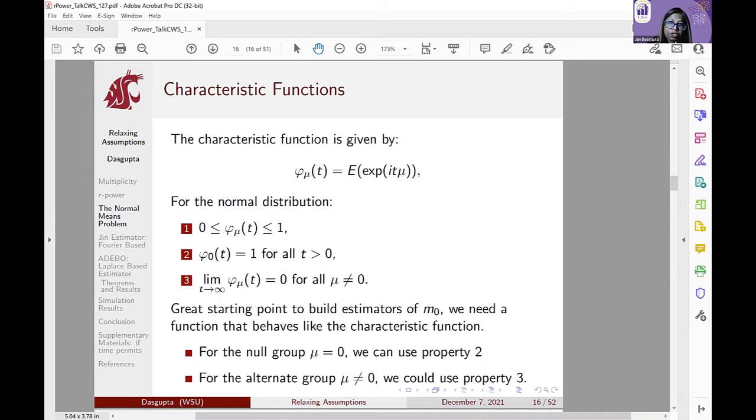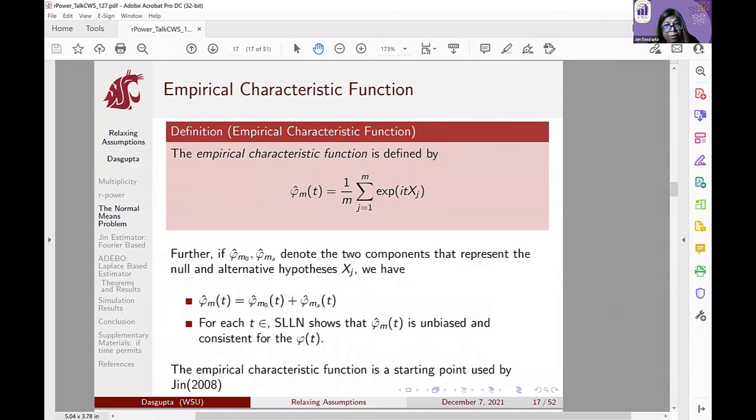So what we need to do essentially is to come up with a function that is very like this characteristic function, but we can estimate it using data. So we can estimate it empirically. The empirical characteristic function was actually something that was in the literature from the 1940s. I think it was Cramér's idea of doing an empirical characteristic function.